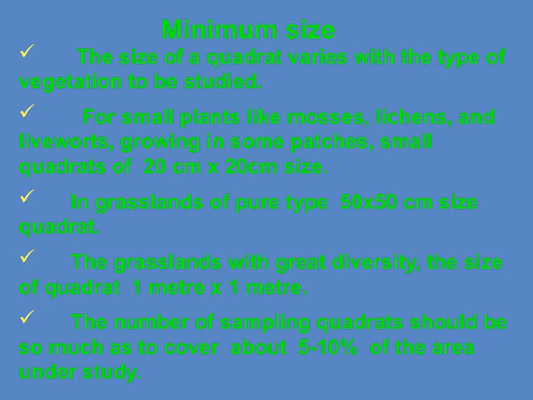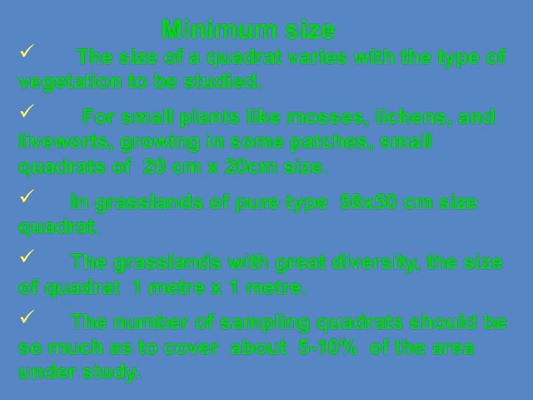The size of a quadrat varies depending on the type of vegetation you want to study. For small plants like mosses, lichens, and liverworts that grow in patches, we typically use small quadrats, around 20 centimeters by 20 centimeters. When we're working in grasslands that are of a uniform or pure type, a larger quadrat of about 50 centimeters by 50 centimeters is more appropriate. And in areas with a high diversity of plant species, we need even larger quadrats, roughly 1 meter by 1 meter, to get a representative sample.